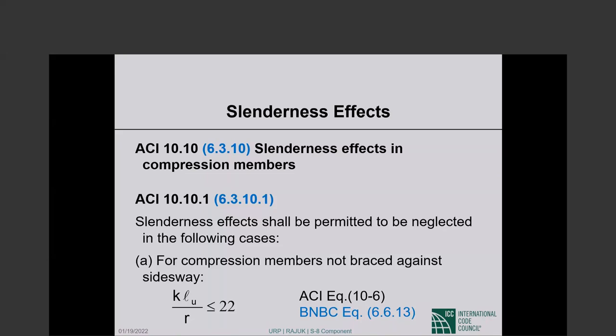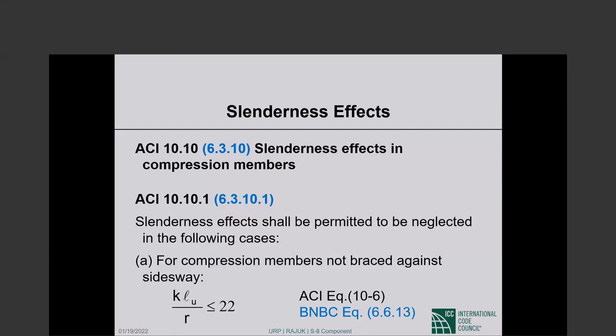Slenderness effects, section 10.10 of the code. Slenderness effects shall be permitted to be neglected in the following cases. This is where we start, when you can forget about slenderness effects. For compression members not braced against side sway, so these are sway members, as we call them, and what that means will be coming up, KL_u over r less than or equal to 22, you can forget it.